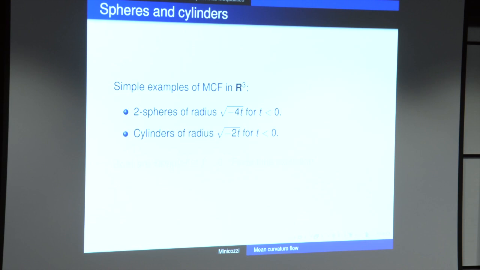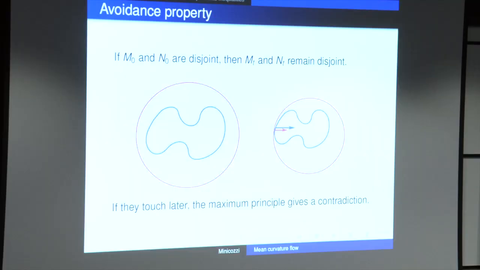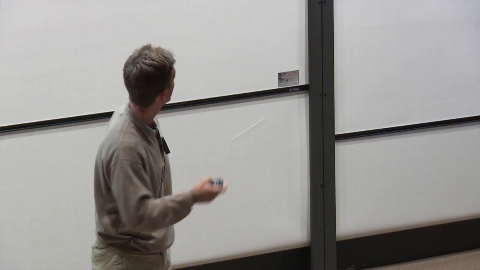In the case of the cylinder, notice that as these cylinders contract, they go to a line. So here there's an entire line where things disappear, whereas the sphere disappears at a point. So this is a general phenomenon. One feature of the flow is there's a maximum principle, which gives an avoidance property. If you take two different solutions of mean curvature flow, and you flow them at the same time, if they're initially disjoint, they remain disjoint.